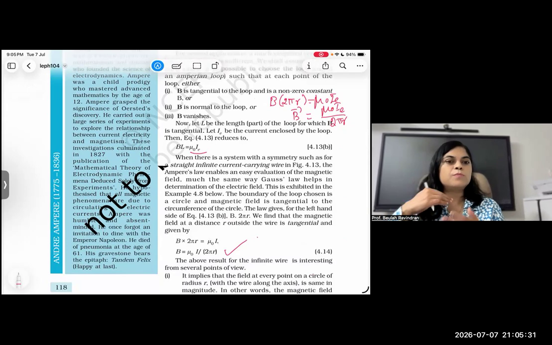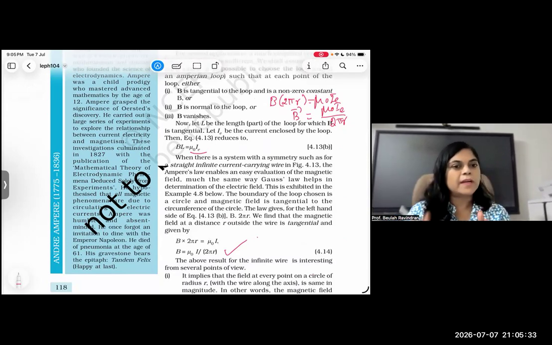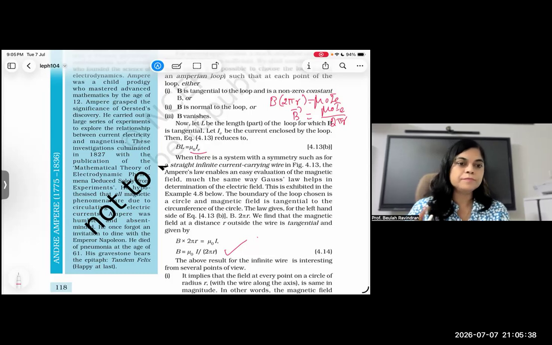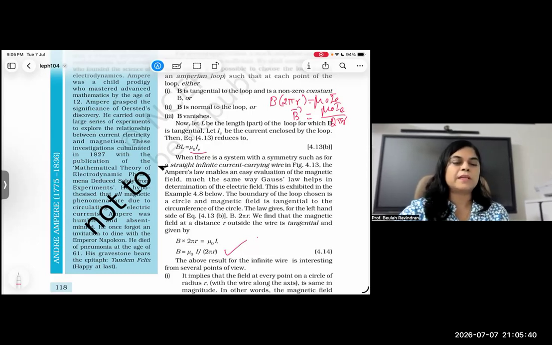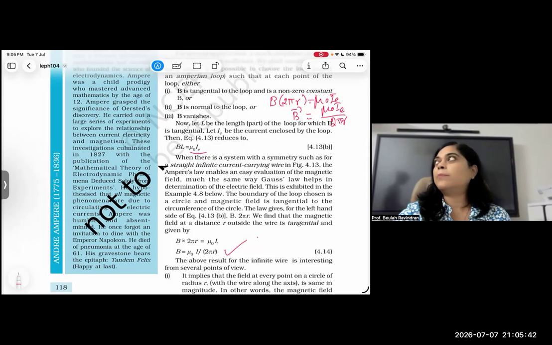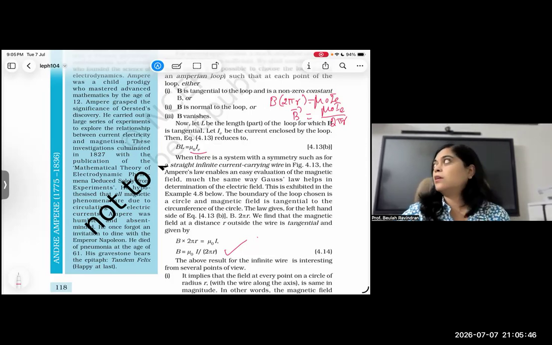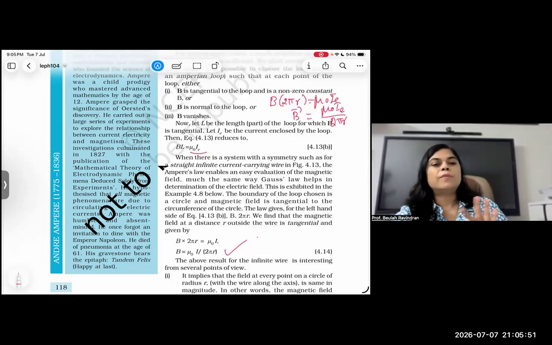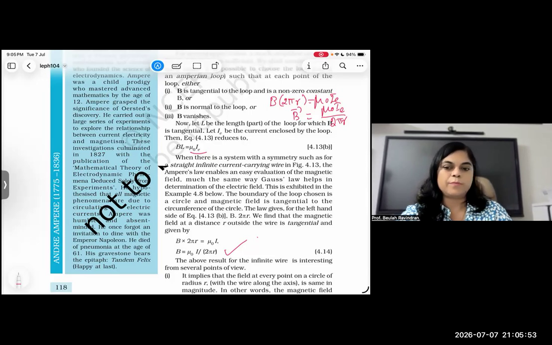So more enclosed current means more magnetic field. No enclosed current means the integral becomes zero. If it is open, the integral becomes zero. So there are many applications here: solenoid, toroid, infinite wire, etc. It works only when symmetry exists. This is also very important.